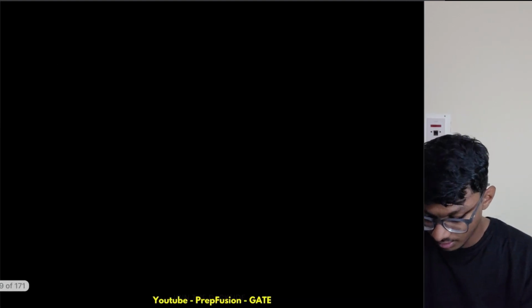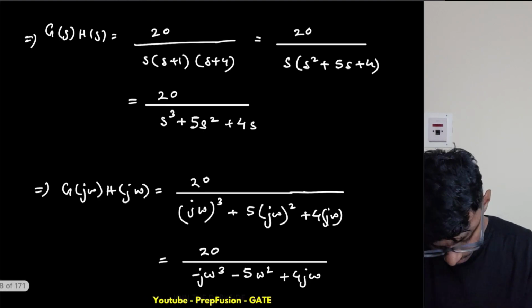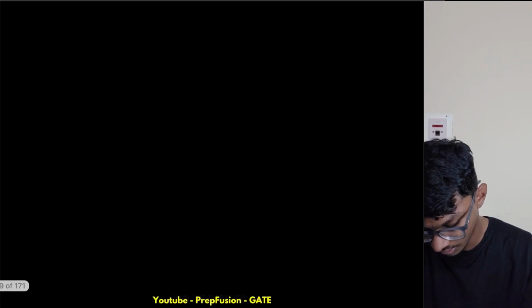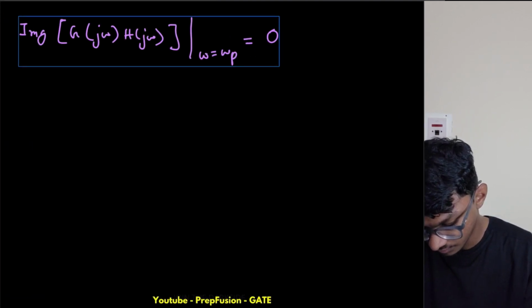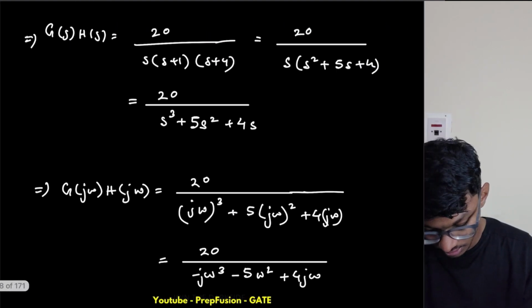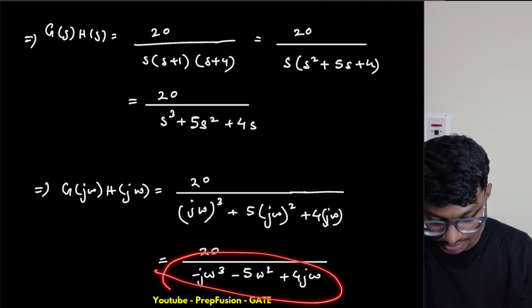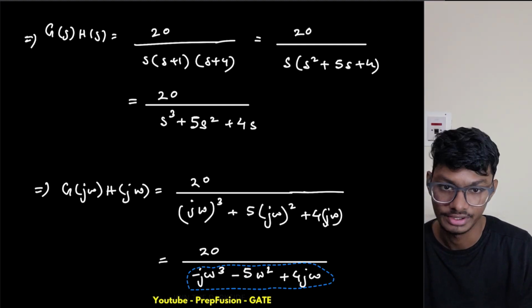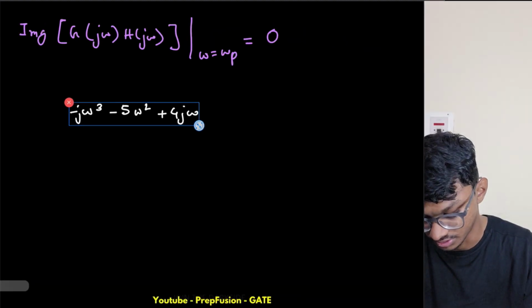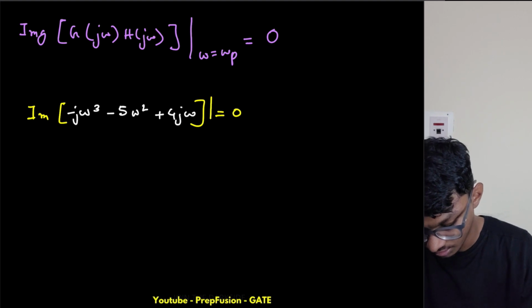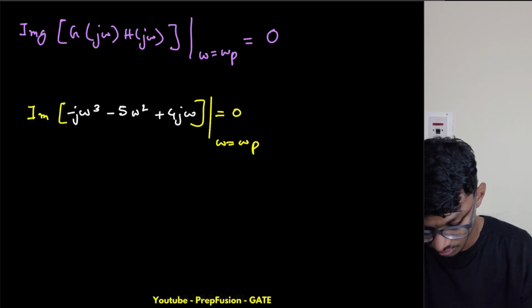So now what do I know? The imaginary part of this one will be 0, that we know. If the imaginary part of this is 0, obviously the numerator is real itself, so the imaginary component will be 0 itself. So I can find my omega p. The imaginary part of this one is 0 at omega equals to omega p.